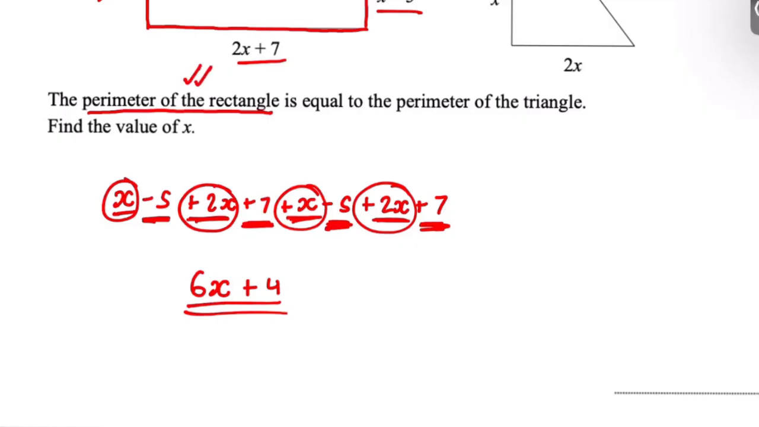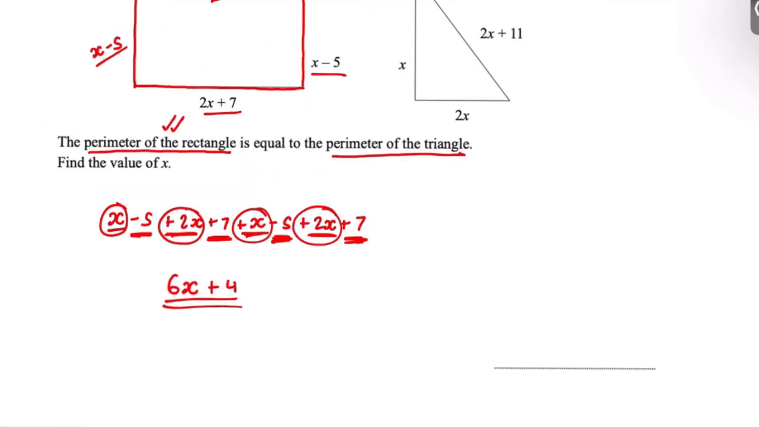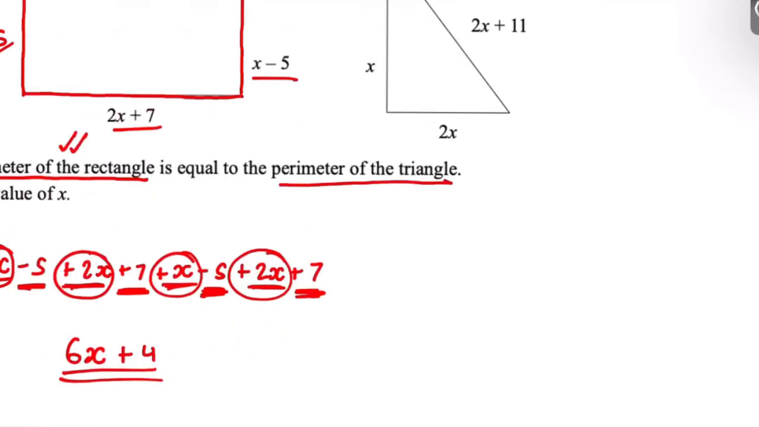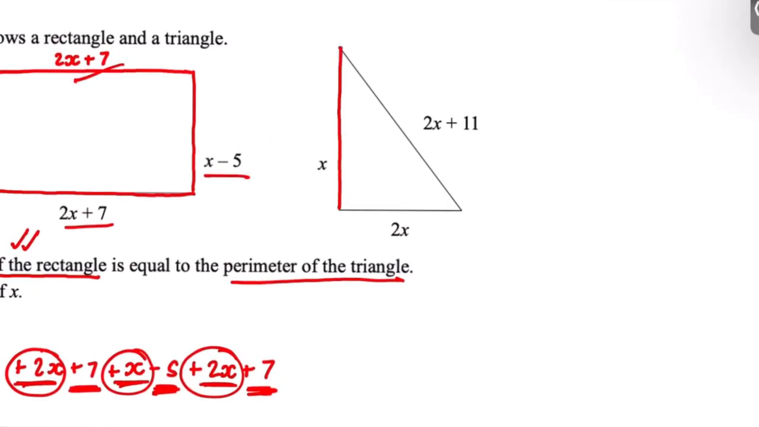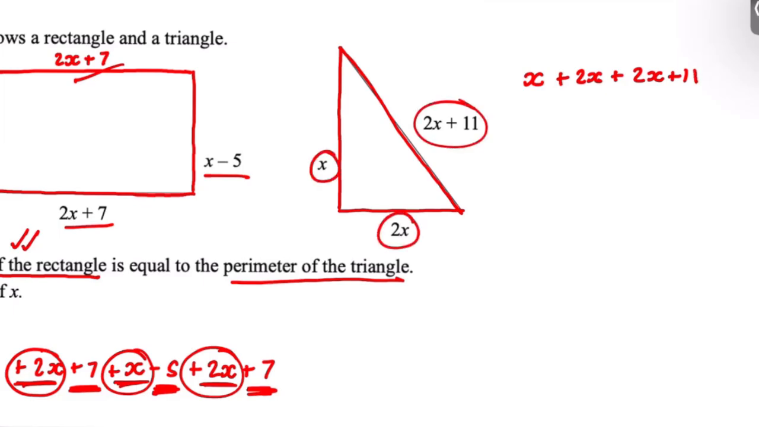Then it says the perimeter of the triangle. When we're working out the perimeter of the triangle, what do we do? Again, it's perimeter, so we have to add the lengths of all the sides together. So we have to add that length, and then this length. We have to add all three lengths together. So we're going to do x, add 2x, add 2x plus 11. We've just added all these three sides together.